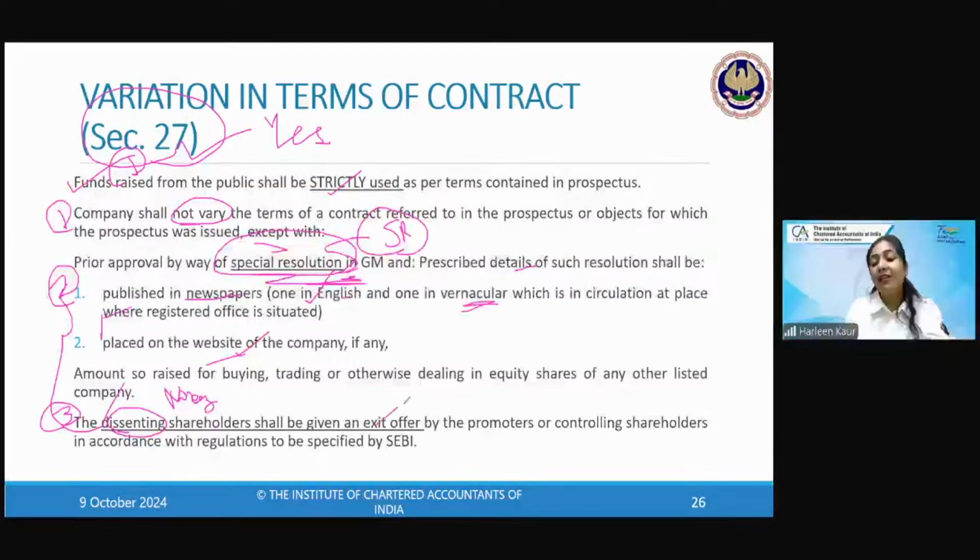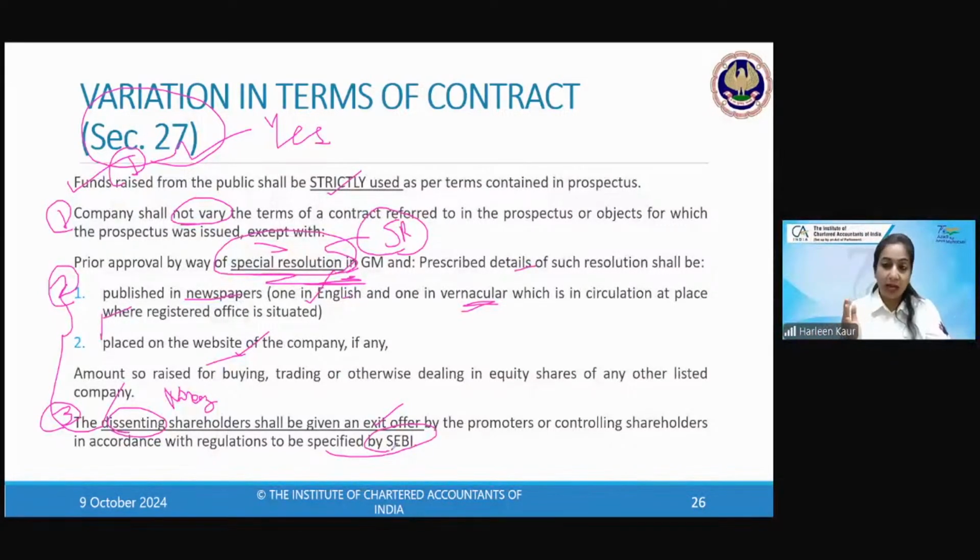They shall be given an exit offer. So we tell them, look, don't be so upset. You can simply leave the company. You can exit. You have an exit offer. You can exit by the promoters or controlling persons as per the regulations. SEBI is giving them a chance. So an exit offer can be given to the dissenting shareholders.